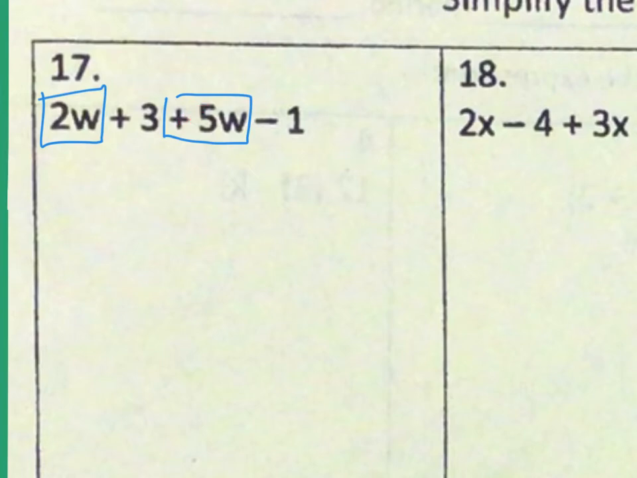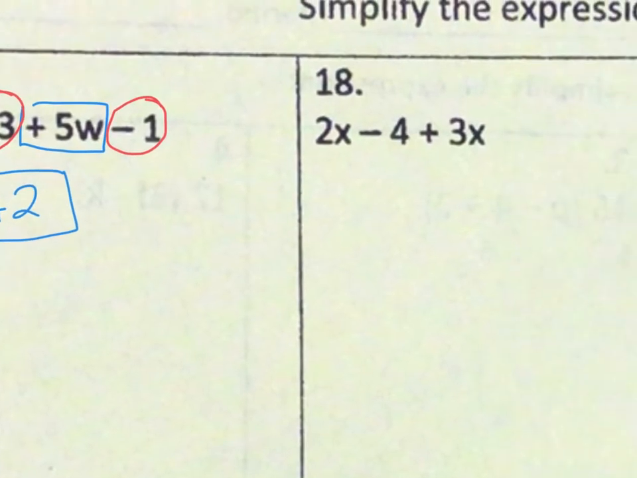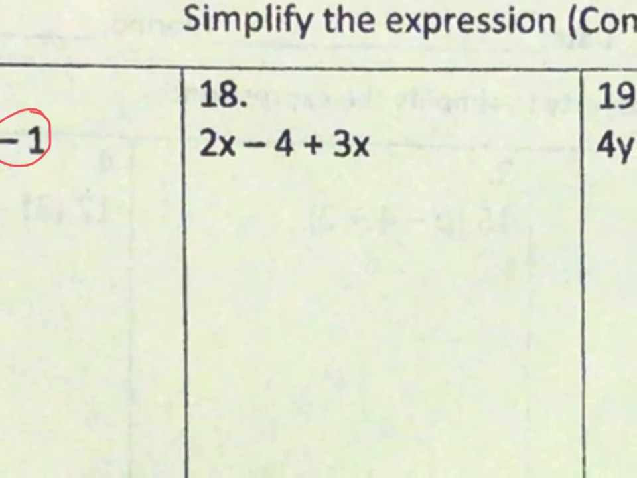And then we look at the other things in this expression and we can see there are things with no last name. So we're going to circle both of those because they don't have a last name. Now we need to combine them. So we're going to go, all right, 2W plus 5W. Well, that's 7W. And then we have 3 minus 1, which is 2. And there is our combined simplified expression: 7W plus 2.